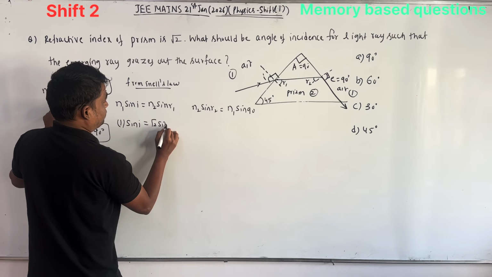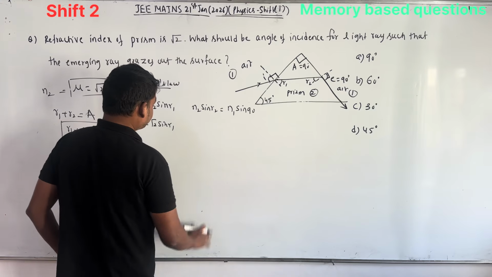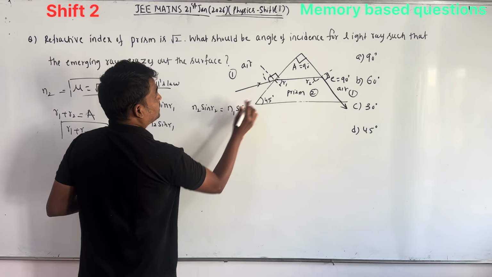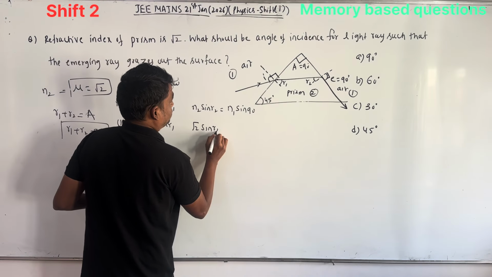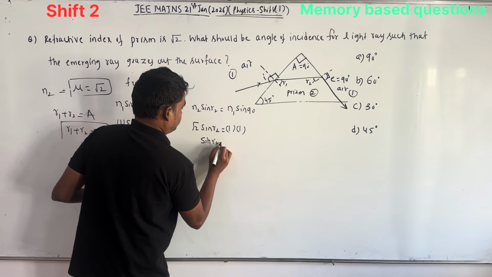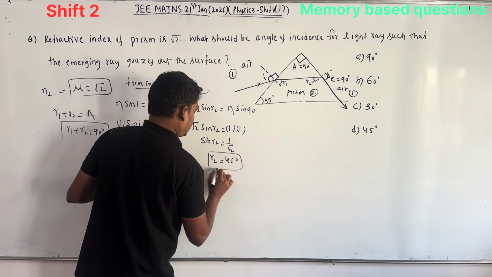√2 into sin r1. So to get the I value, we need to know the r1 value. R1 value we will get from here. How can we get it? If we get R2 and substitute here, we'll get R1. So R2: N2 is how much? Root 2 sin R2, N1 is how much? Here 1 sin 90. From here, sin R2 equals 1 by root 2. R2 value is 45 degree. Substitute this R2 value here.